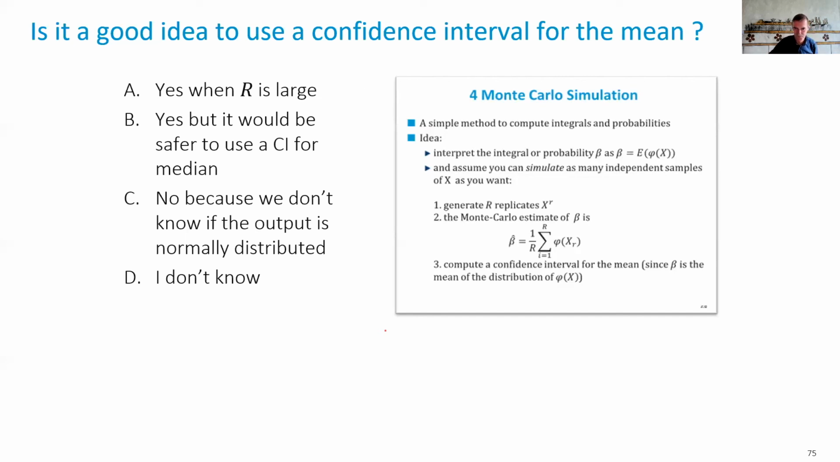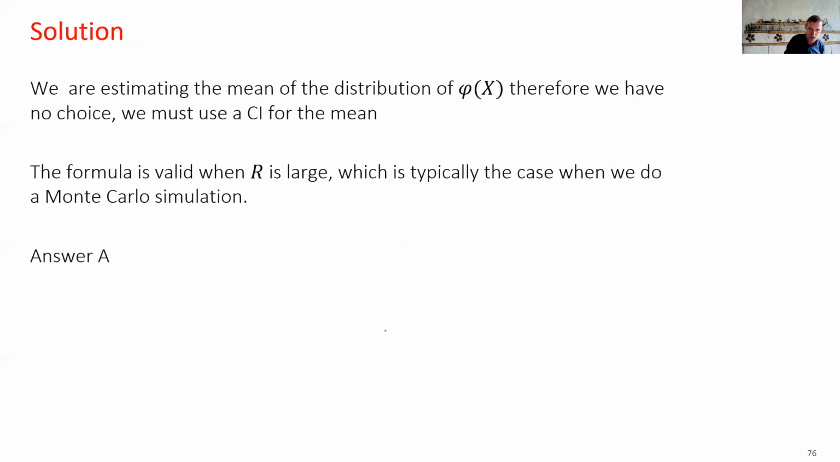Well, we would like to be safer and use the median, but here it doesn't work. And the reason it doesn't work is that by nature, the thing we are estimating is a mean. So it's one of the rare cases where we must use the confidence interval for the mean. So here we have no choice, but we still need to be careful. That means we need to make sure that our R is large enough.